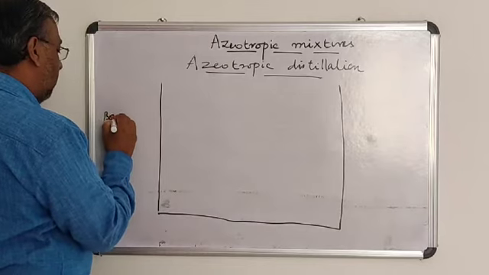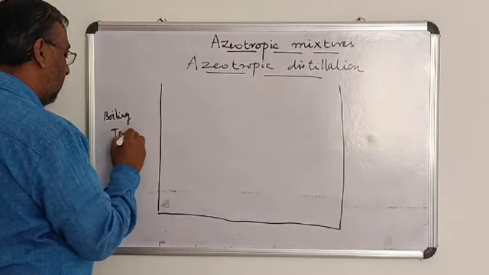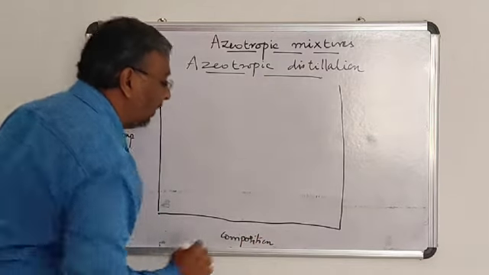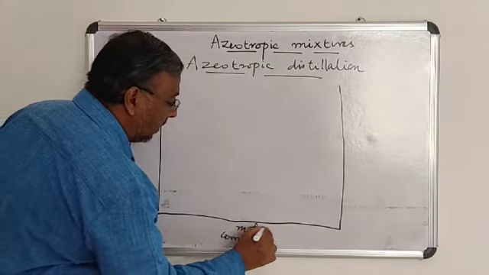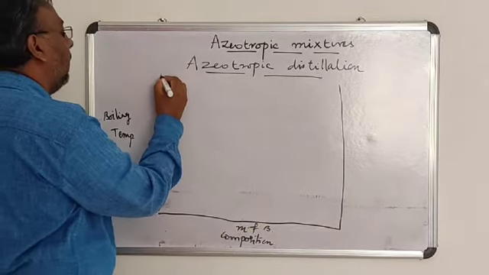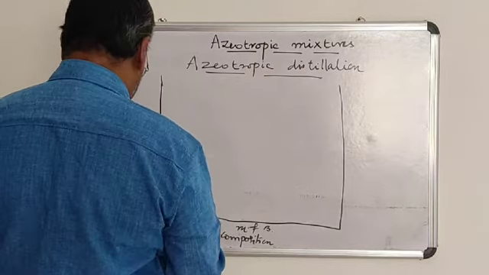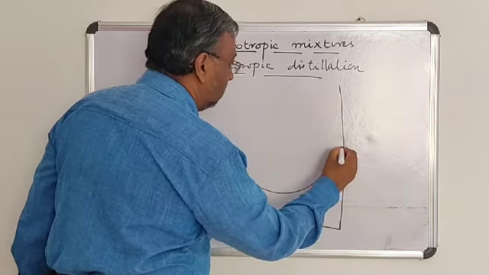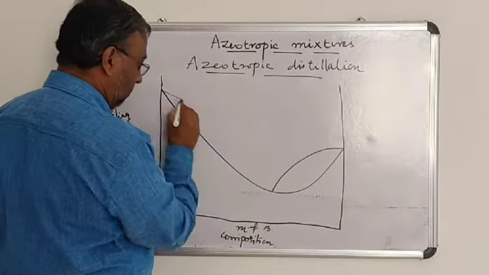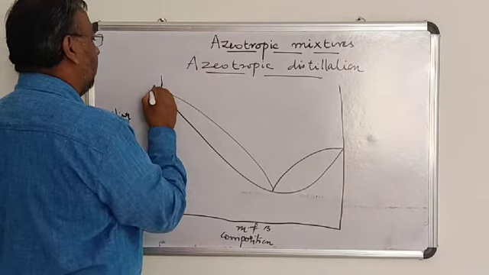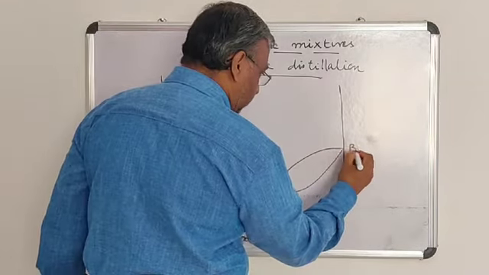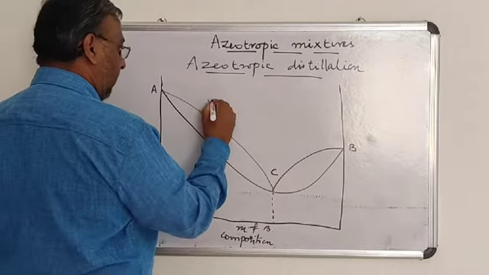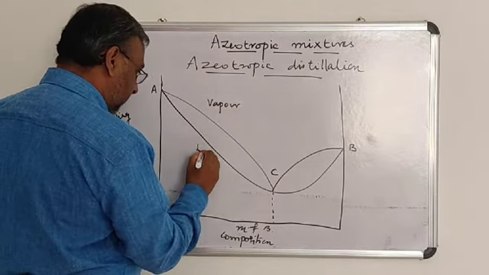This is boiling temperature, this is composition or mole fraction of B. This is component A, component B, and this is C. Therefore, this is liquid.